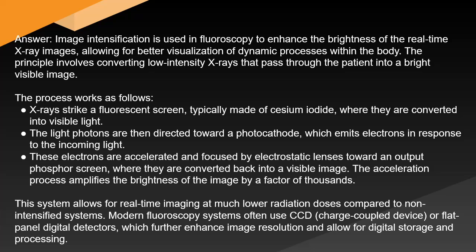X-rays strike a fluorescent screen, typically made of cesium iodide, where they are converted into visible light. The light photons are then directed toward a photocathode, which emits electrons in response to the incoming light. These electrons are accelerated and focused by electrostatic lenses toward an output phosphor screen, where they are converted back into a visible image. The acceleration process amplifies the brightness of the image by a factor of thousands. This system allows for real-time imaging at much lower radiation doses compared to non-intensified systems. Modern fluoroscopy systems often use CCD (charge-coupled device) or flat-panel digital detectors, which further enhance image resolution and allow for digital storage and processing.